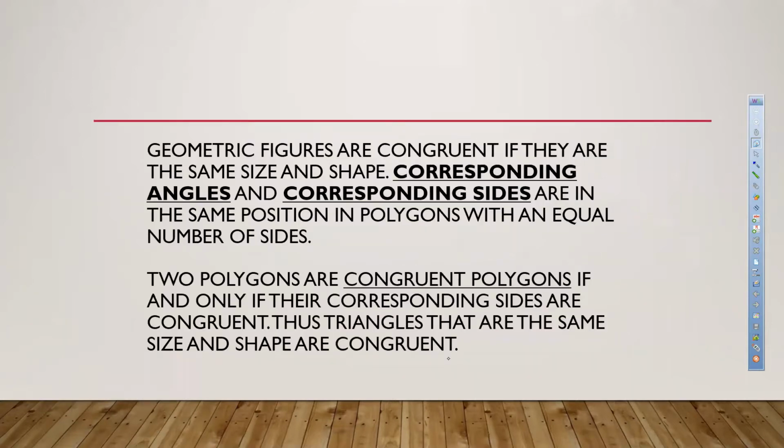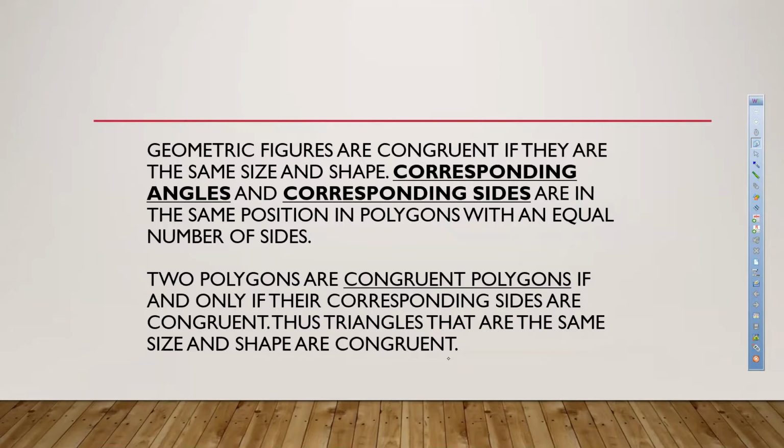Right, so geometric figures are congruent if they are the same size and shape. Corresponding angles and corresponding sides are in the same position in polygons with an equal number of sides. Two polygons, meaning any shape with a number of sides greater than 3, are congruent polygons if and only if their corresponding sides are congruent. Thus, triangles that are the same size and shape are congruent.